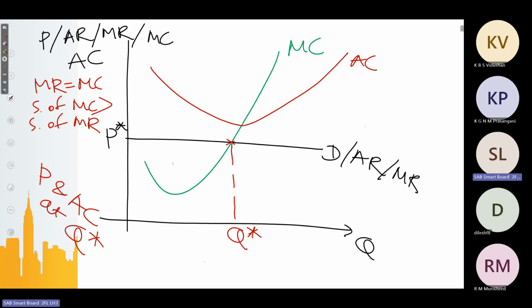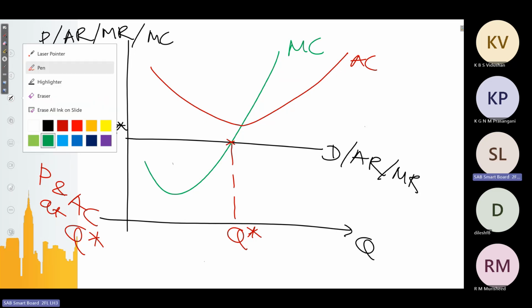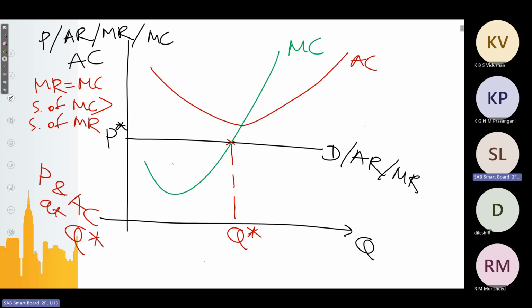What is the price? You have to go straight to the demand curve at Q star. So this is the price. To find average cost, go to the average cost curve straight to the equilibrium quantity. So this is the average cost, which is greater. Price is less than the average cost.